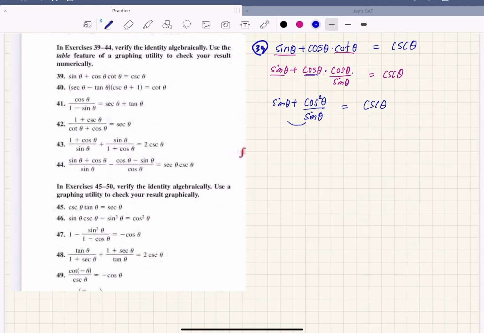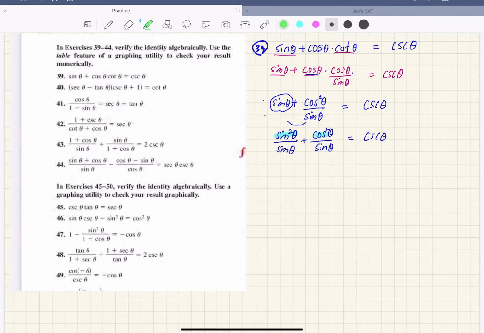To add those two fractions with two different denominators, we need to keep the same denominator. I mean, you need to set up a common denominator, which should be sine theta. So in the first term, sine theta, you should make sine theta times sine theta, sine squared theta. I multiply sine theta in the denominator and numerator. And then the other fraction has cosine squared theta over sine theta. Right side is the same.